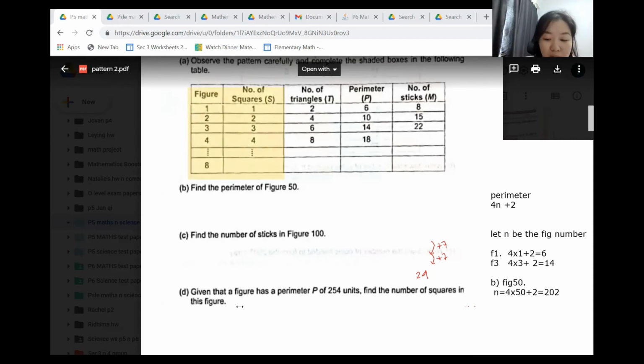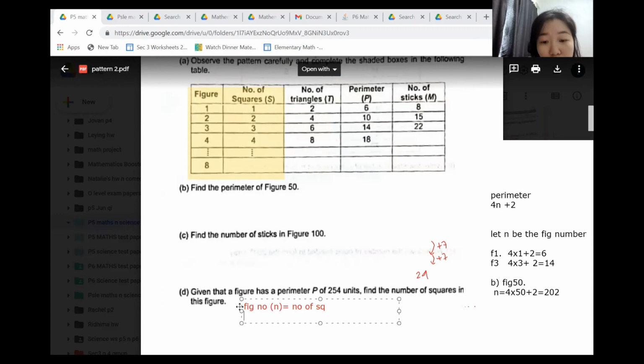The figure number, which is also the n term, right? In this case, it is actually equal to the number of squares in this question, because you see that there's a direct relationship: 1, 1, 2, 2, 3, 3, 4, 4 for the highlighted part that you can see in yellow.